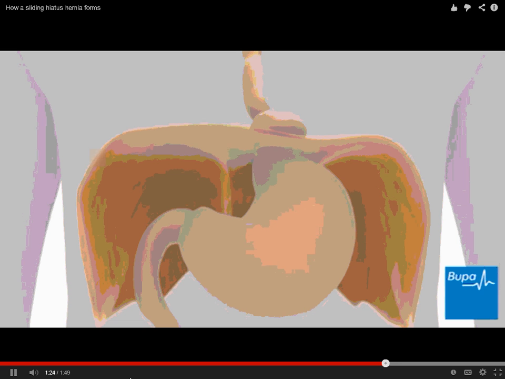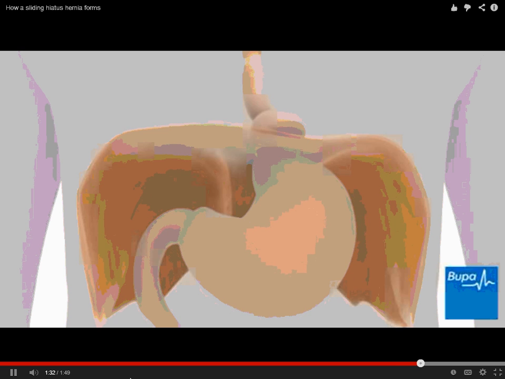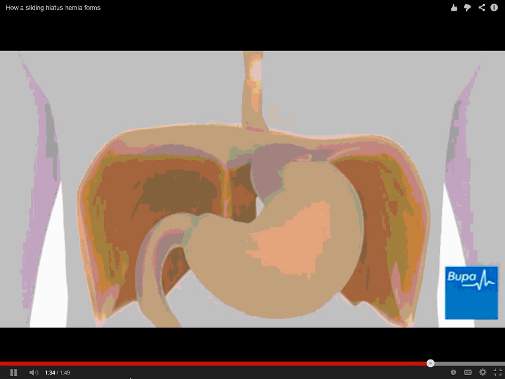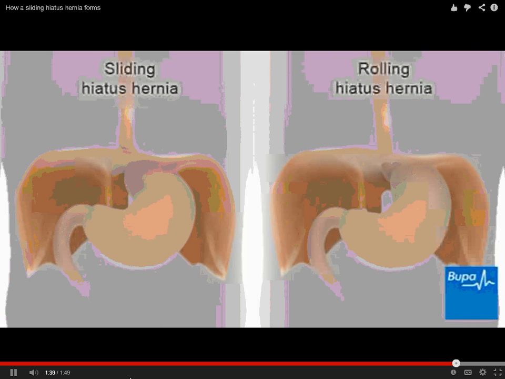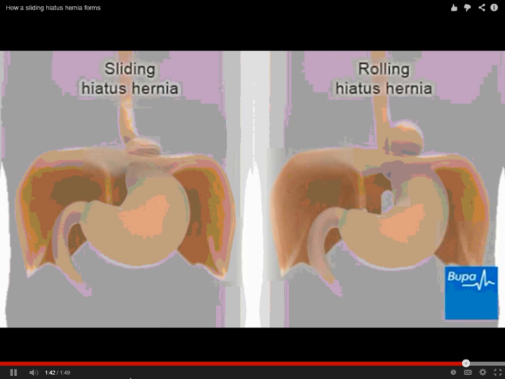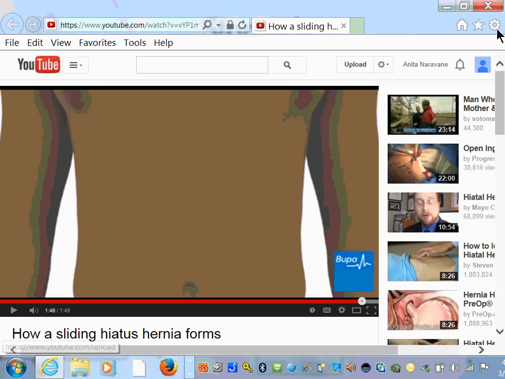However, often hiatus hernias don't cause any symptoms. Sliding hiatus hernias are usually quite small. They can slide back and forth through the hiatus, so symptoms can come and go. Sometimes sliding and rolling hiatus hernias are present at the same time. This is known as a mixed hernia. This is the end of the animation.